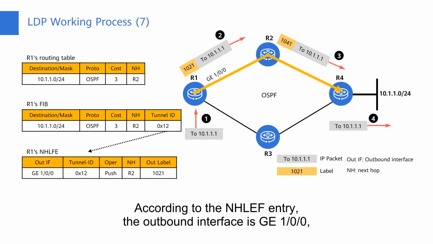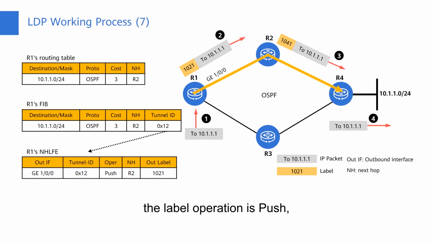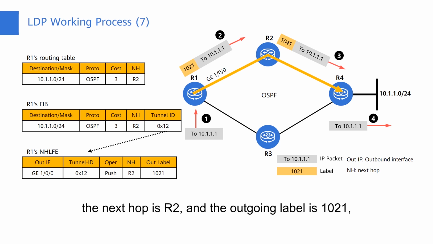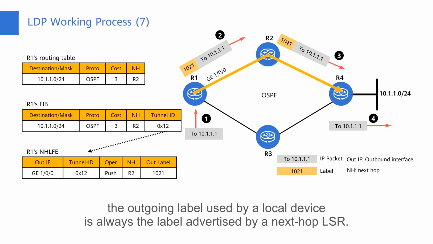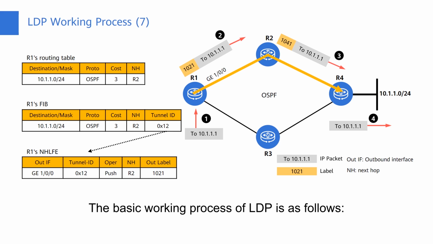According to the NHLFE entry, the outbound interface is GE1/0/0. The label operation is push. The next hop is R2, and the outgoing label is 1021, which is added to the packet before being forwarded. During the forwarding of the labeled packet, the outgoing label used by a local device is always the label advertised by a next hop LSR. The basic working process of LDP is as follows.